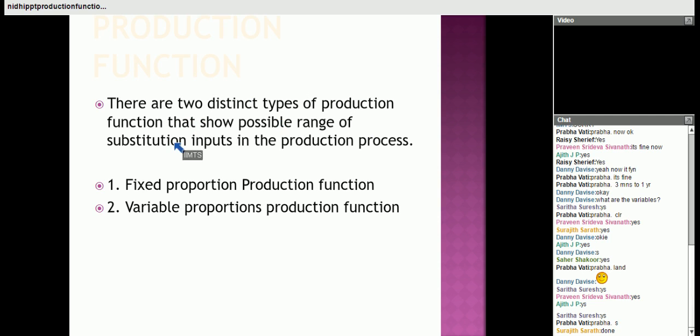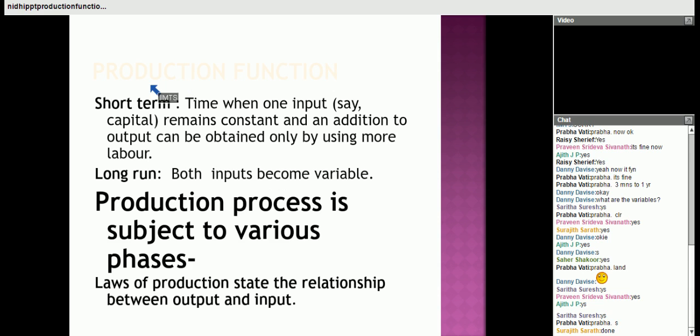Now, there are two distinct types of production functions that show the possible range of substitution of inputs in the production process. We can say there is a fixed proportion production function and a variable proportion production function. This is what I discussed with you. We can divide the factors of production into fixed factors and variable factors. In the short run, all the factors except labor are fixed, and in the long run, all the factors are variable. They can be changed. This is the basic assumption.